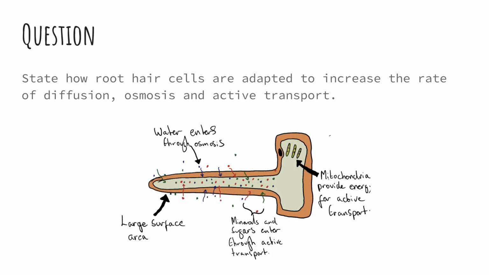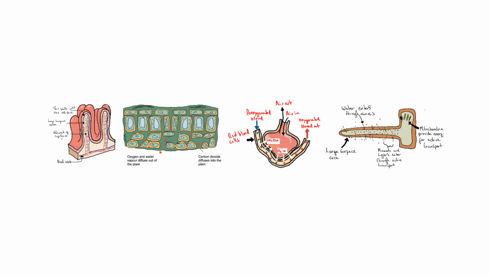Root hair cells are specialized for efficient absorption. Their long, hair-like projections significantly increase the surface area available for the uptake of water and minerals through osmosis, diffusion, and active transport. These images highlight the structural diversity of cells involved in plant transport and absorption, illustrating how each type is uniquely shaped to support its specific function within the plant.